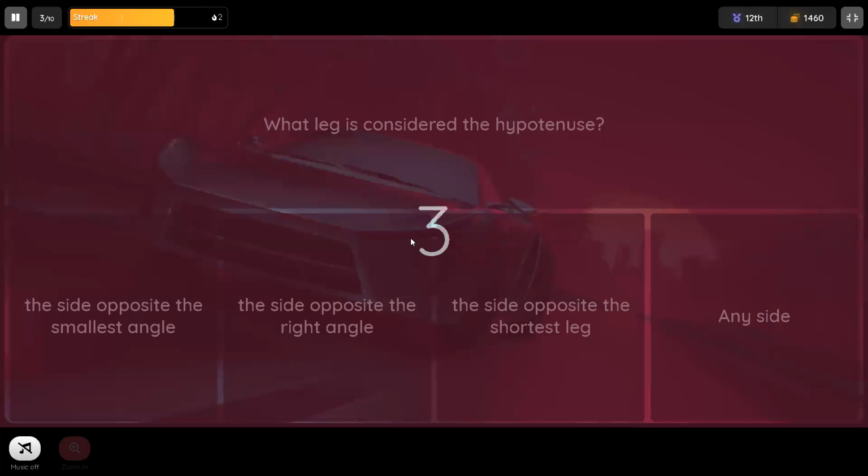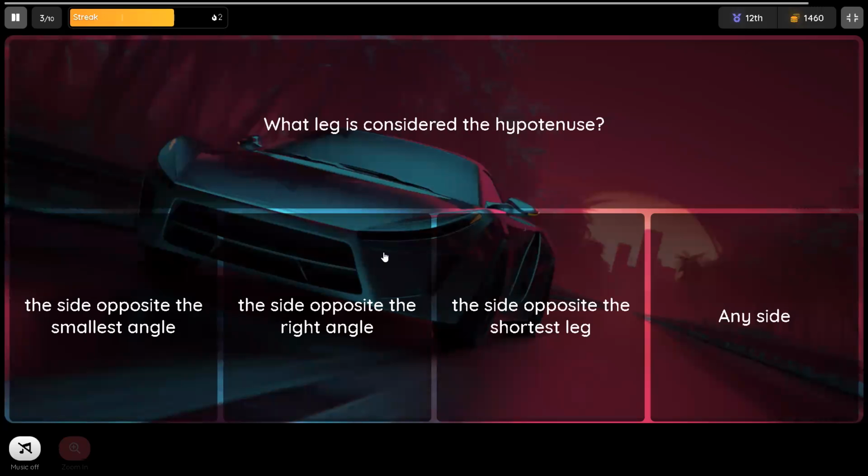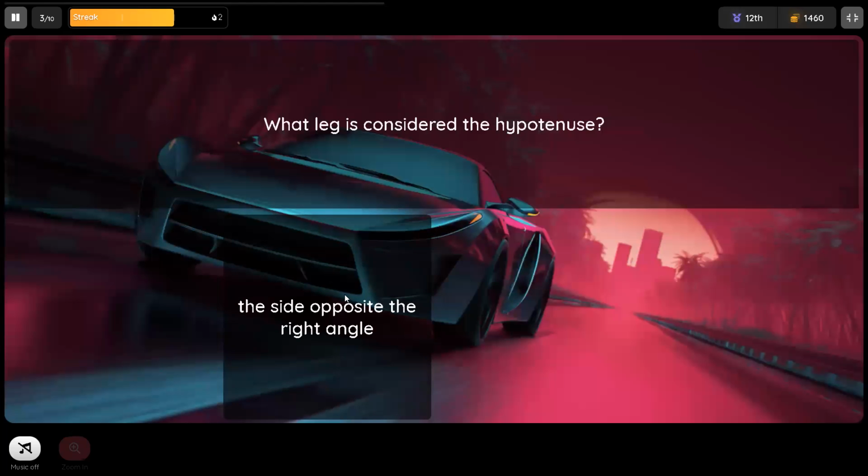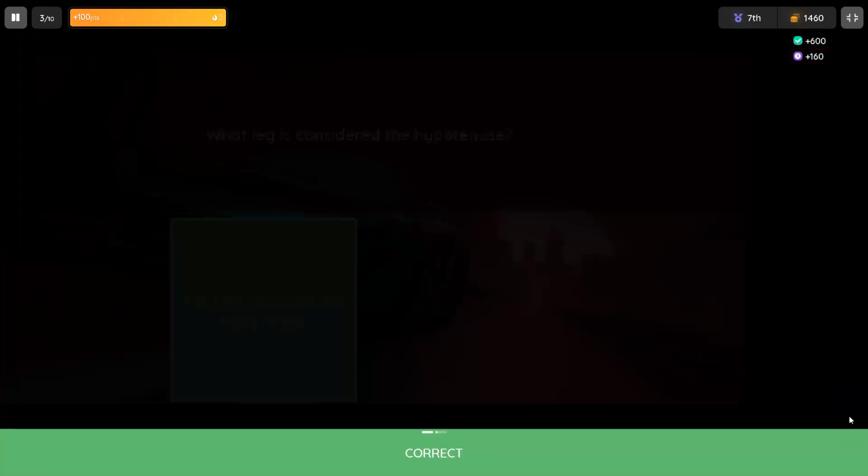Here, which side is considered the hypotenuse? Is it the side opposite the smallest angle, the side opposite the right angle, the side opposite the shortest leg, or any side? The right angle. Bravo.